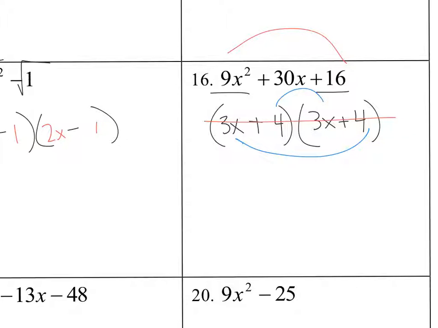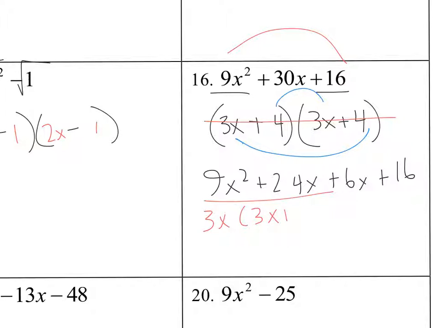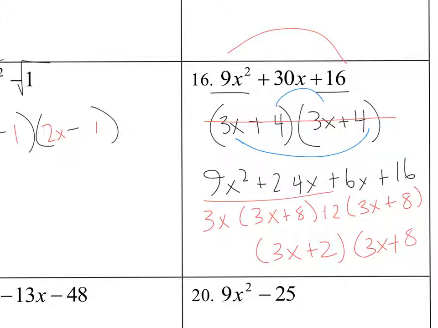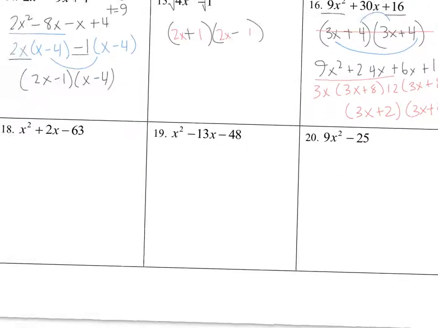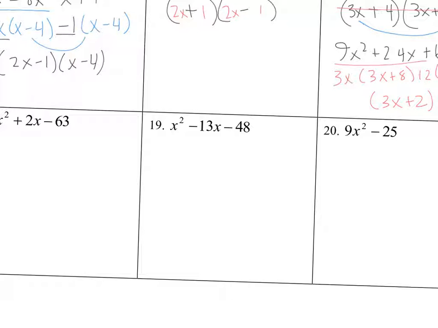So I'm going to do 9 times 16. So factors of 144 that add up to 30 are 24x and 6x. So these two I can factor out a 3x. And I can write 3x plus 8. And then this has to be a 2, so it's 3x plus 2 times 3x plus 8. I'm going to fast forward to the back side of these, so you can finish out these.